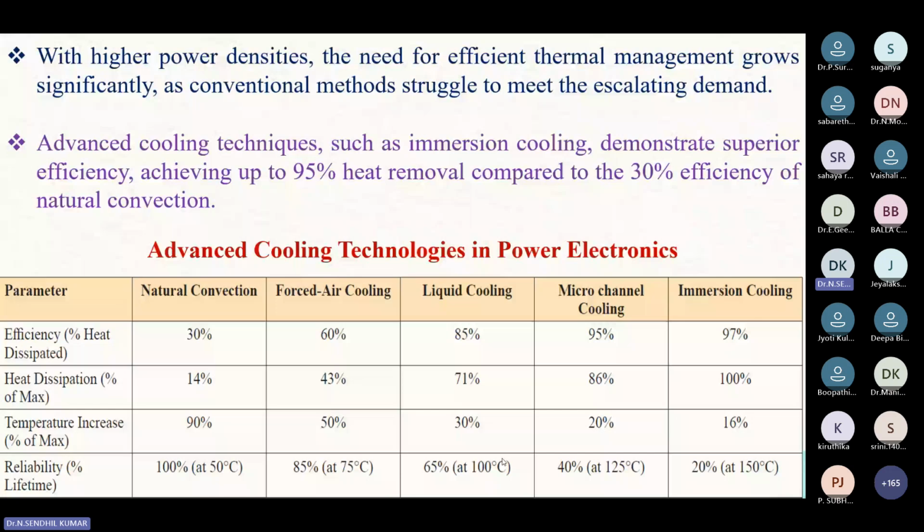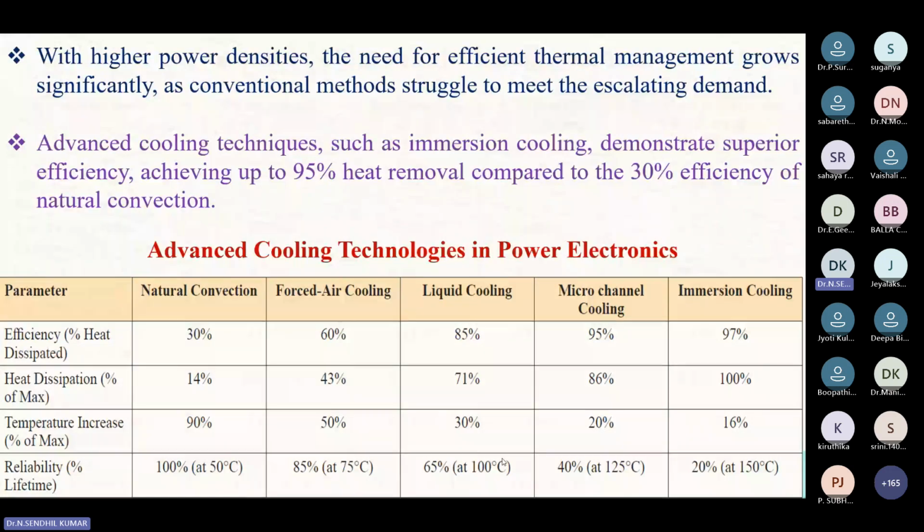But these all involve cost also, because natural convection means there is no need to spend energy. For forced convection, liquid cooling, micro channel and immersion cooling, we have to spend some energy. Energy means power. So this is about the advanced cooling technologies in power electronics. What are the things there? If you see here, the same thing.